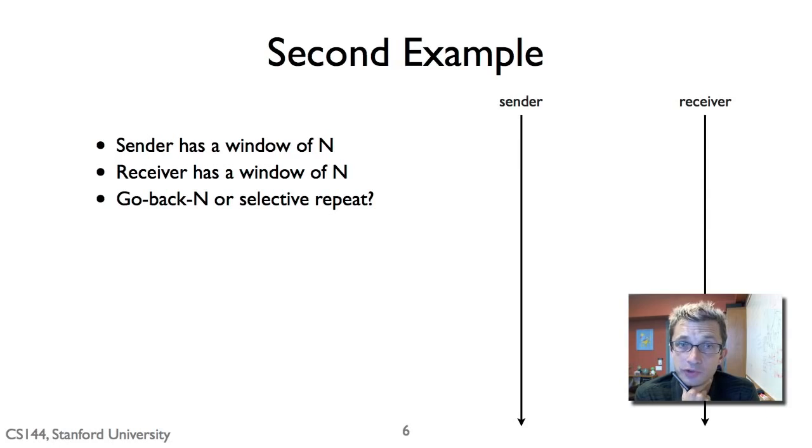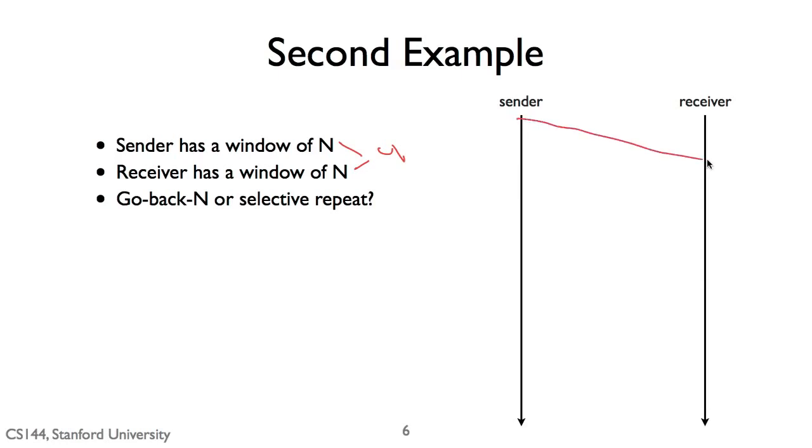So let's see a second example. So in this case, the sender has a window size of N, and the receiver has a window size of N. And let's say that for both of them, just again for simplicity's sake, this is of size 4. So in this case, will the protocol be go back N or selective repeat?